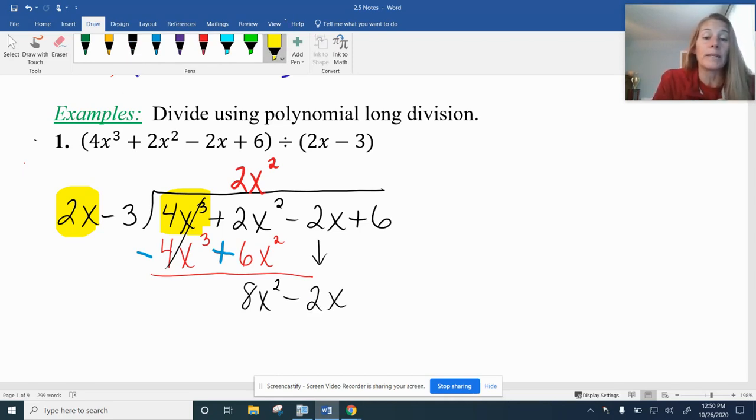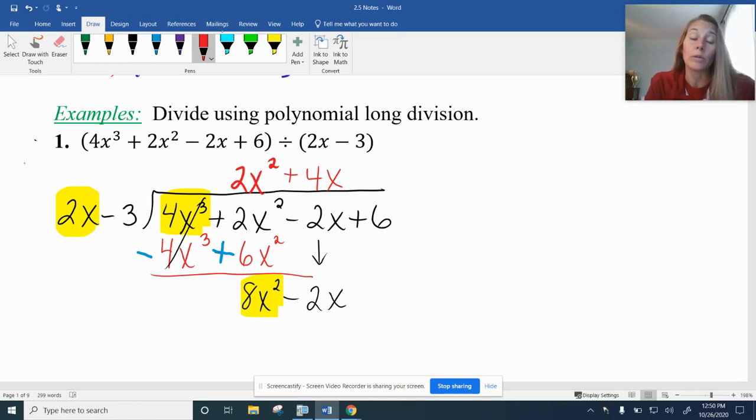Now I would repeat that same process, but this time looking at the 8x squared and figuring out how many times 2x can go into 8x squared, or what I have to multiply my 2x by to get 8x squared. So I can figure out that that's going to be 4x, so I put that up on the top in the quotient. And now I'm going to multiply, or distribute, this 4x to the 2x minus 3 in my divisor, and that's going to give me 8x squared minus 12x.